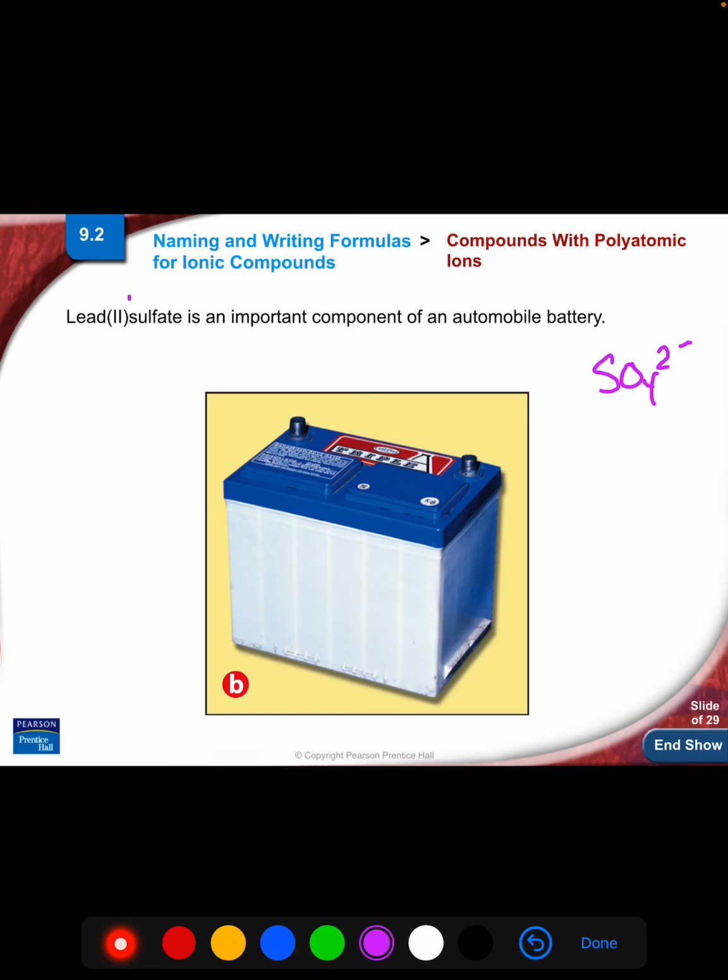Lead 2, this is great. I love this new modern terminology because it tells me that my lead has a 2+ charge. That Roman numeral is equivalent to the charge. Well, there's a 2+ and a 2-, so lead sulfate is PbSO4.